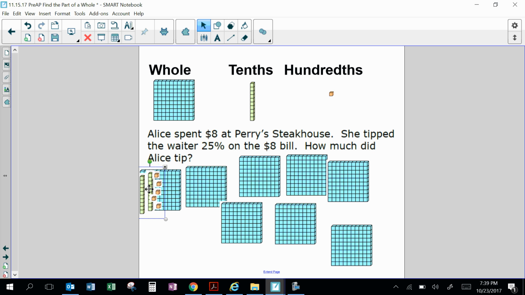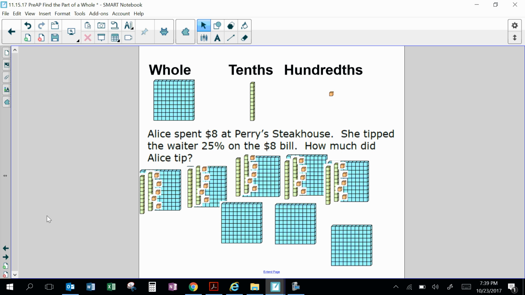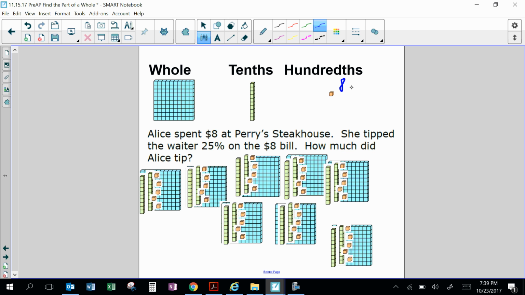That means she tipped 25% of this dollar, 25% of this dollar, 25% of this dollar, and so on. So in other words, she tipped 8 groups of 25%, or 8 times 25 hundredths, and 8 times 25 hundredths, I believe, is 2 whole, or $2.